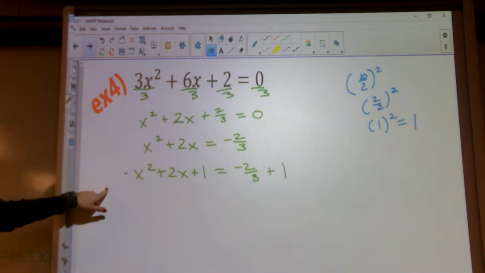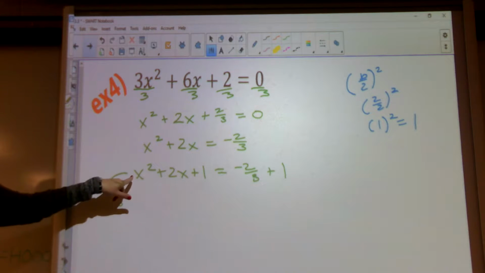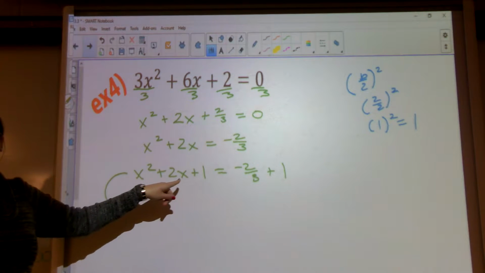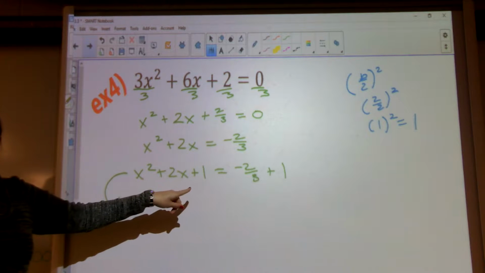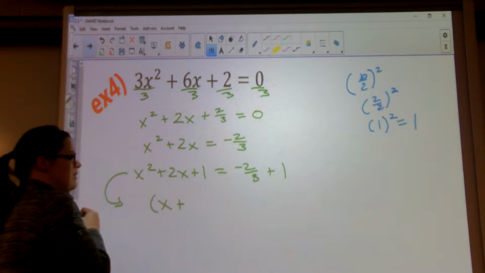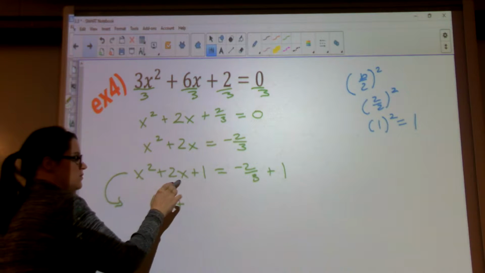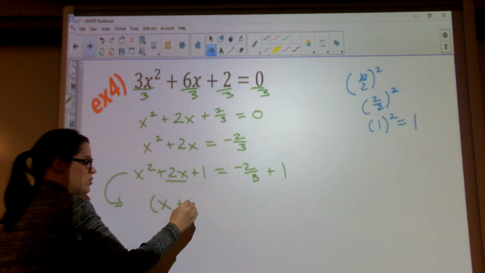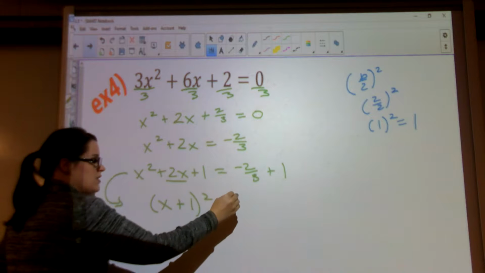Now, here's where the magic happens. In this one, if you got stuck, you could use the ABC method. These are nice, neat whole numbers. You end up with x plus, what was your b over 2? If you're stuck, look at your b over 2, it's just 1. That side I get 1/3.